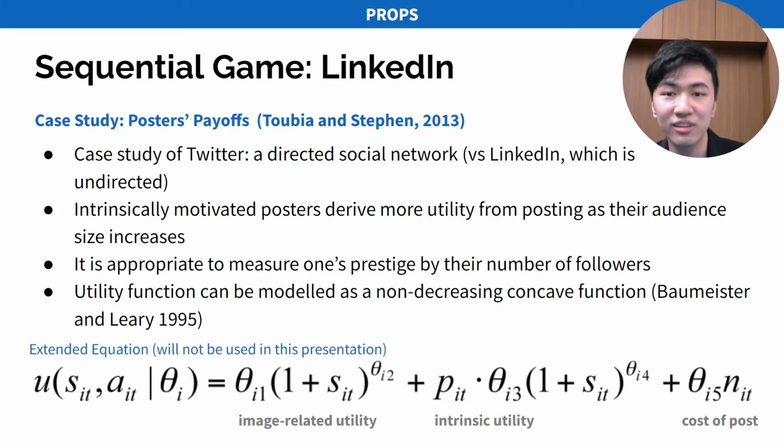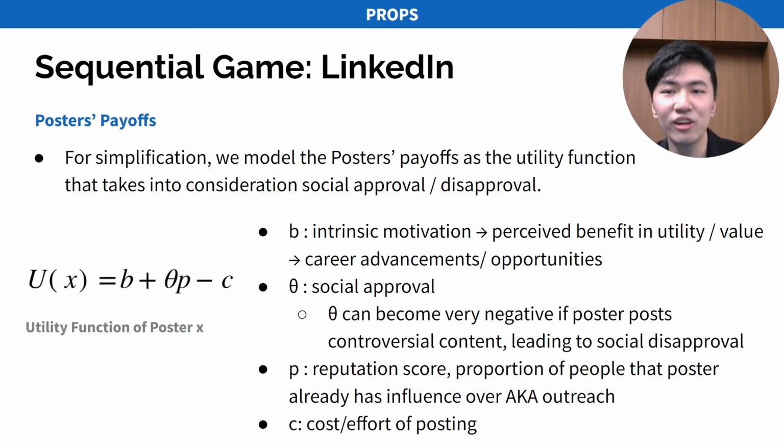From a case study on Twitter done by Tubia and Stefan in 2013, it is appropriate to model a Twitter poster's intrinsic utility proportionate to their audience size. In the case of LinkedIn, because of the greater importance of one's image and its influence on posters' decisions, our team made the decision to simplify the equation and model a poster's image-related utility as their social approval score multiplied by their reputation score, a numeric representation of their outreach. The overall utility function is represented here, where B represents intrinsic motivation, theta P represents their image-related utility, and C represents the cost of curating the post.